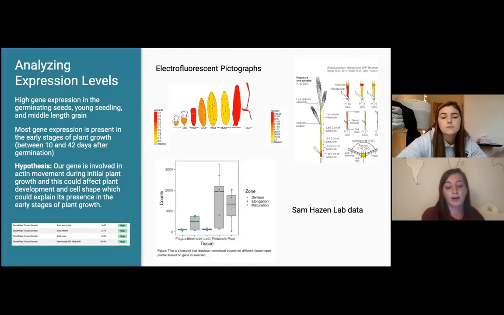So using eFP browsers and data from Sam Hazen's lab, we assessed the gene expression of our gene to narrow down where and when our gene is most active. So as you can see in the above images, there's high expression in the germinating seeds, young seedling, and the middle length grain. And this is all in the early stages of plant growth between 10 and 42 days after germination. So our hypothesis was developed knowing our gene's involved in actin movement. We hypothesize it plays a role during initial plant growth, and this could affect plant development and cell shape, explaining its presence in the early stages of plant growth.